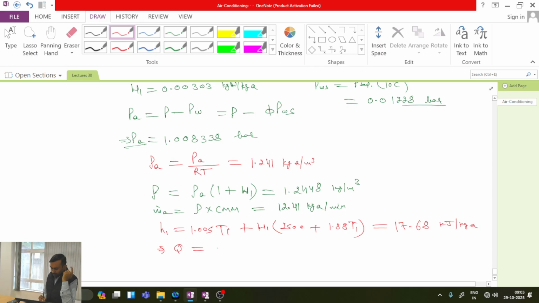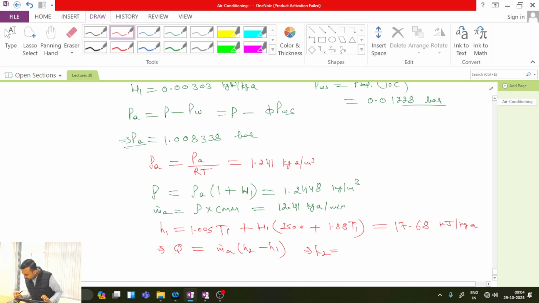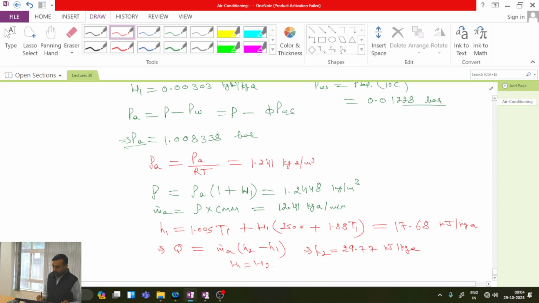Q will be equal to m dot A into H2 minus H1. From here you can calculate the value of H2, which will be how much? 29.77 kilojoule per kg dry air. Now W1 will be equal to W2.